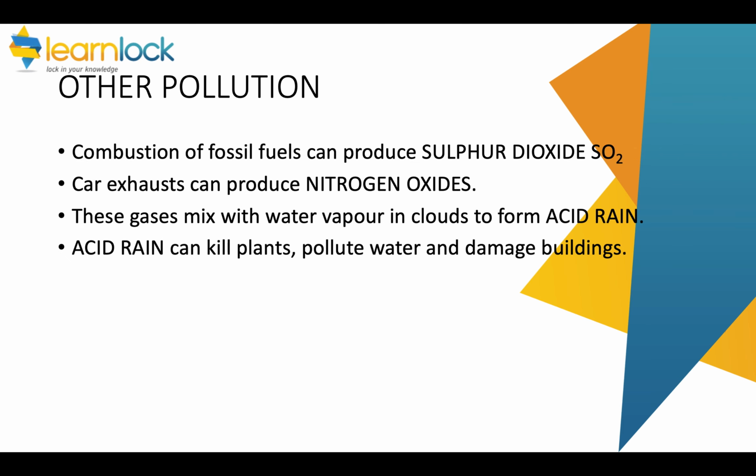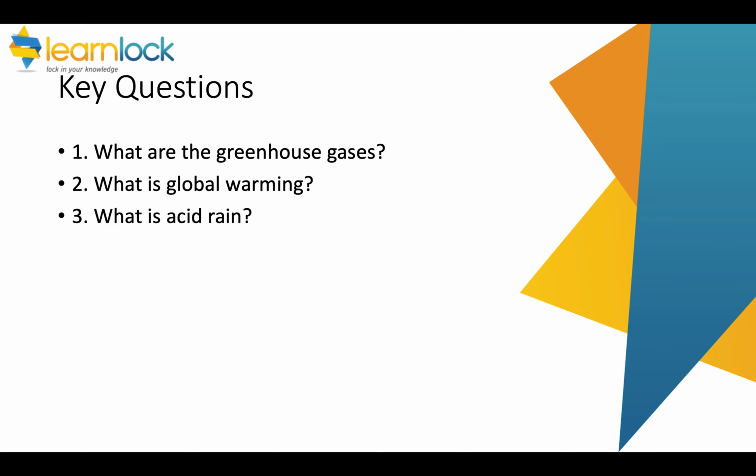Other pollution, when you're burning fossil fuels, you can also get sulfur dioxide, and car exhausts can make nitrogen oxides. Both of these can combine with water vapour and form acid rain. Acid rain doesn't harm humans, but it kills plants, damages buildings, statues, and pollutes water. If you pause the tutorial now and try and answer these questions.